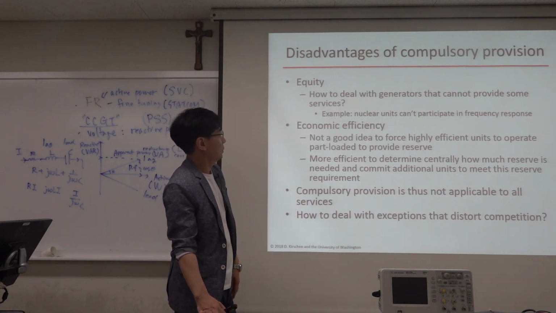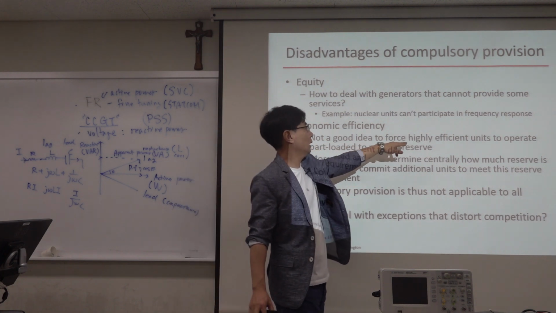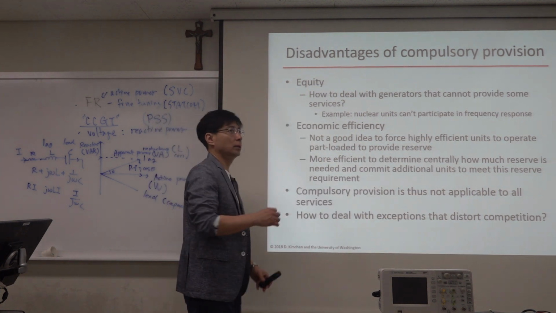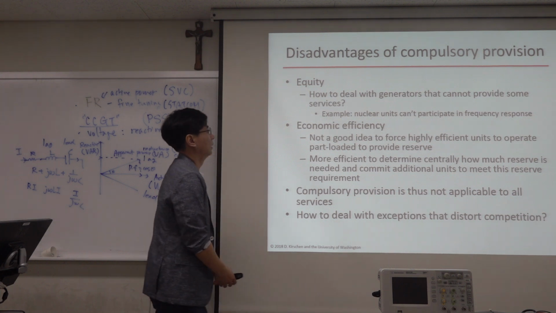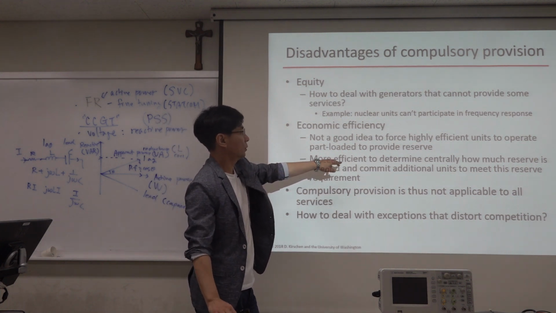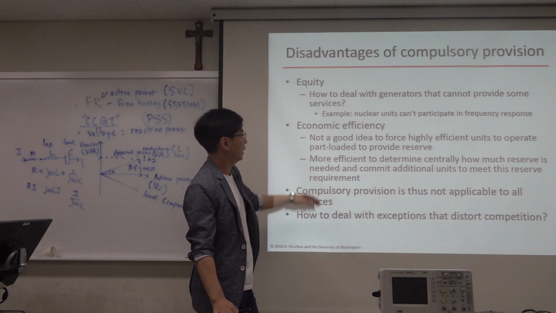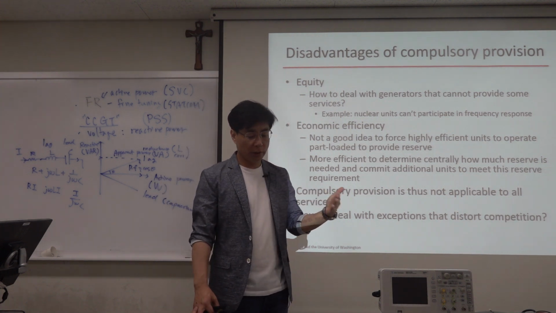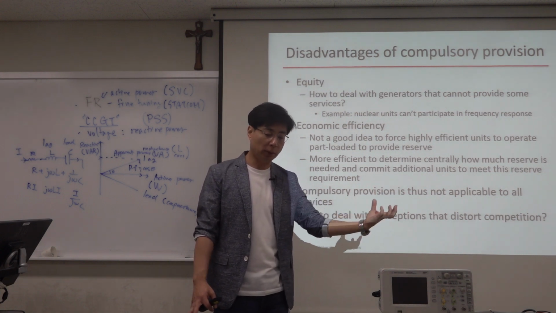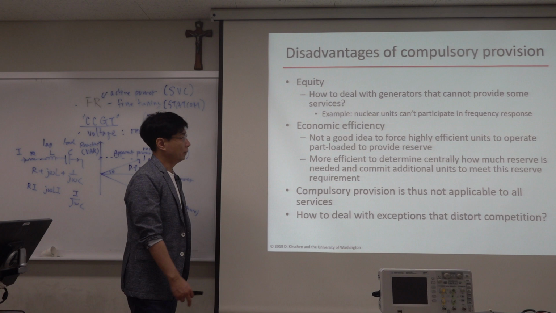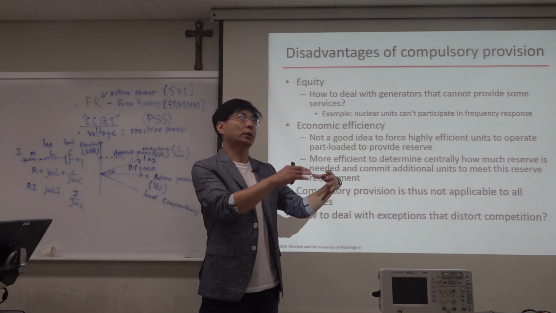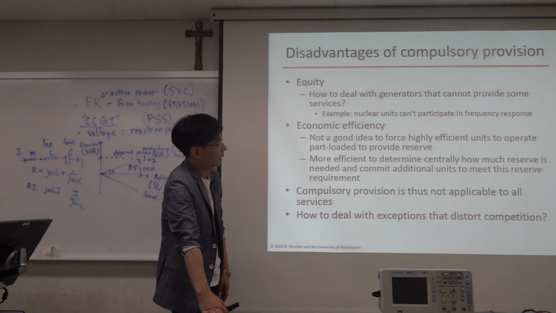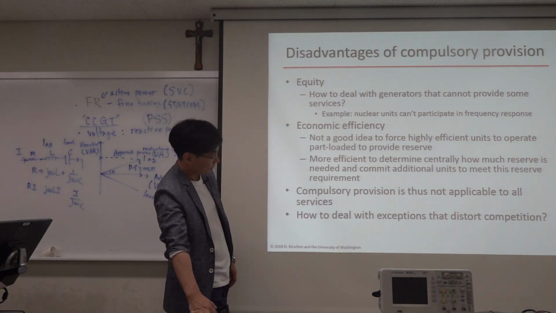So from an economic efficiency perspective, it is not a good idea to force highly efficient units like a nuclear power plant to operate part loaded to provide frequency regulation service. It is more efficient to determine centrally how much reserve is needed and commit additional units to meet these reserve requirements. So not all the generators need to provide the same percent of reactive power. Okay? We should consider the characteristics of the generators, the types of generators. So compulsory provision is thus not applicable to all services.